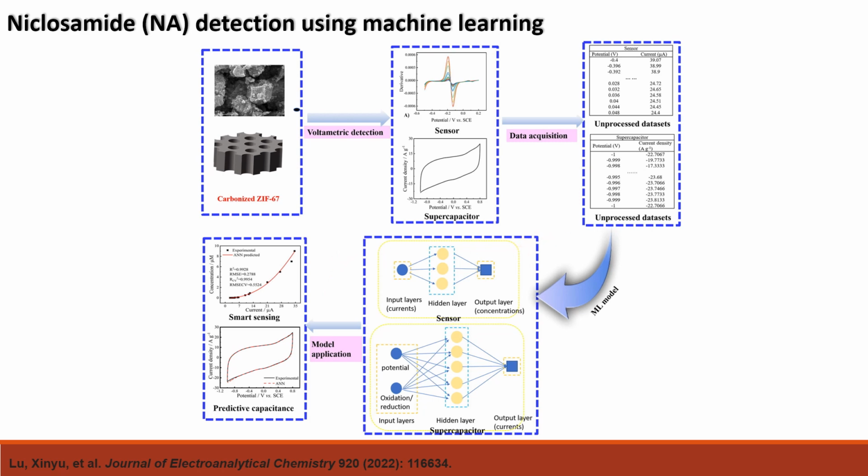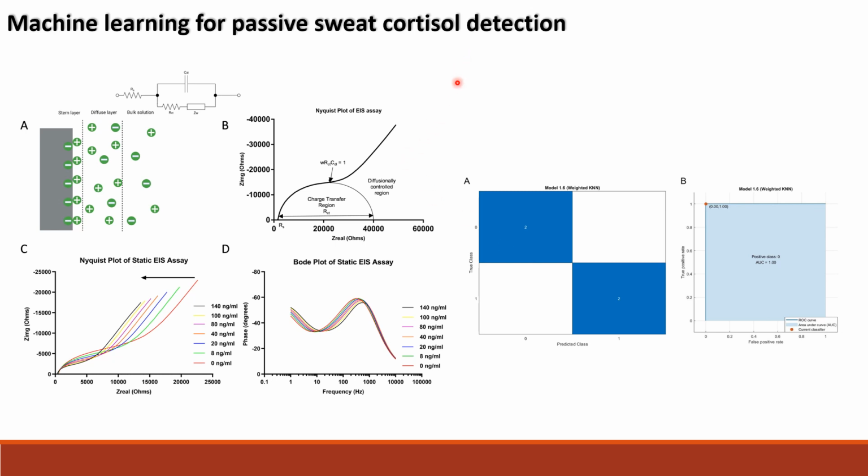Here is another example of using machine learning in sensor work. This is the final example, which is the detection of cortisol from sweat using the impedance technique. We can measure cortisol from the impedance signal. Here are the different concentrations of cortisol, and they present different impedance shapes. So the machine learning can help to monitor whether cortisol is raising or decreasing.